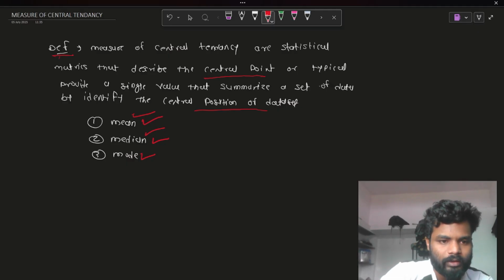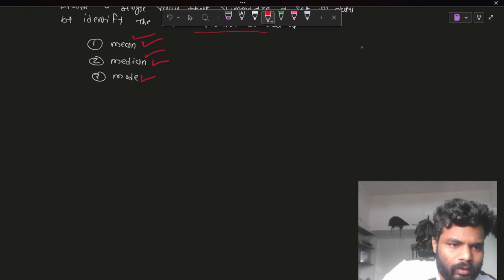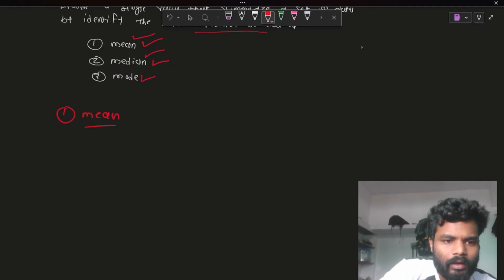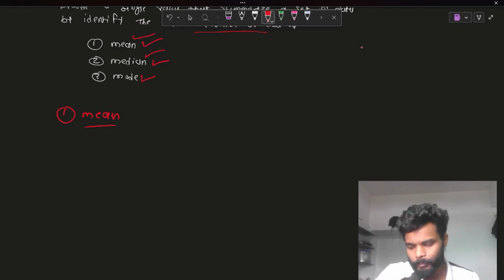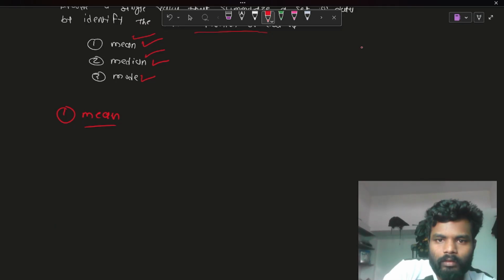First we are going with the mean, right? Mean is basically the central point. When you talk about the mean, let's start with the definition first. So what is the mean?